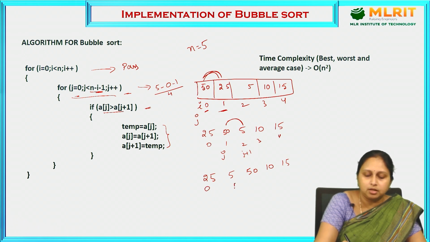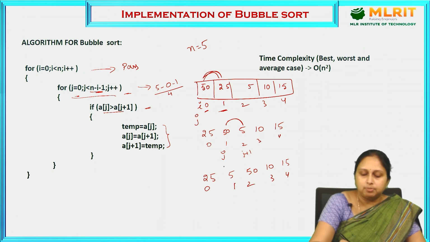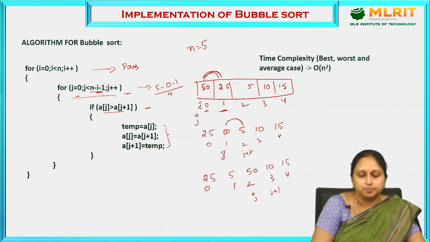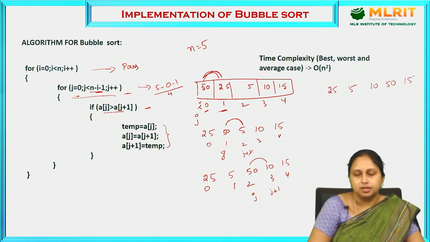This is your indexes, right? J will be incremented. Now, j is this one and j plus 1 is this one. Now, compare these two elements 50 and 10. Yes, 50 is greater than 10. Again, perform the swapping. You are going to get 25, 5, 10, 50 and 15. Right?